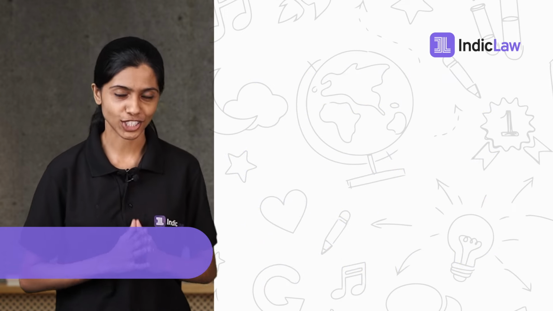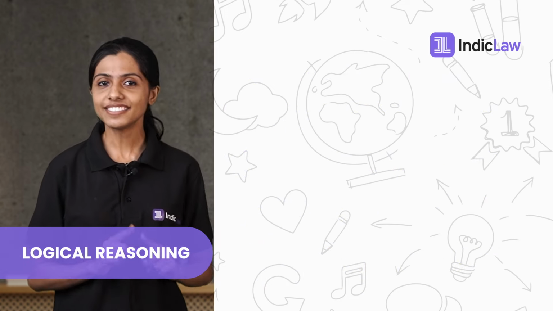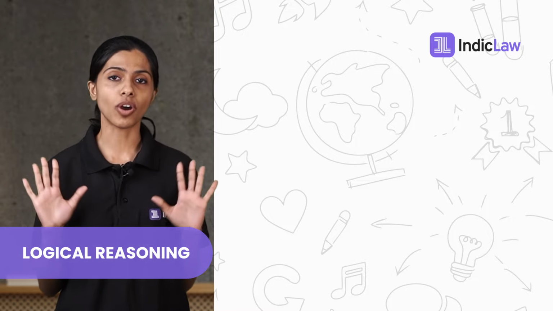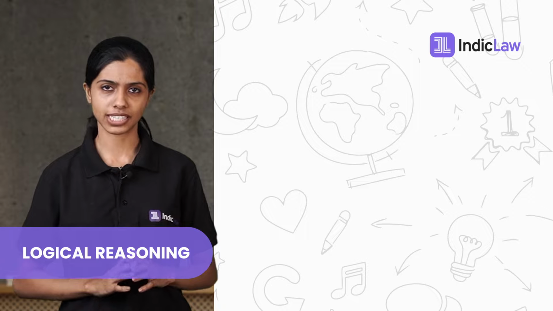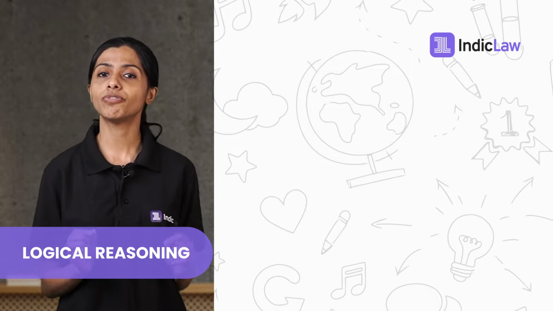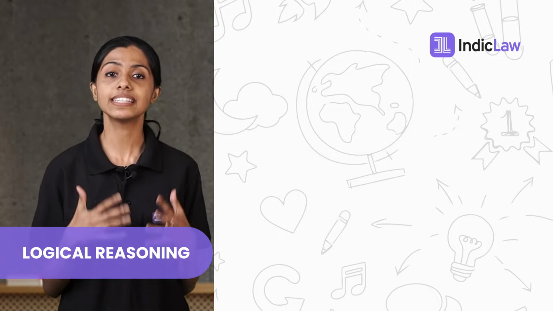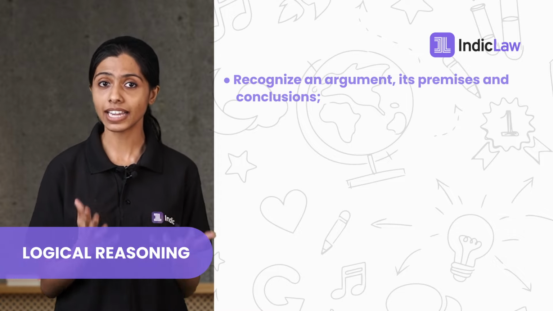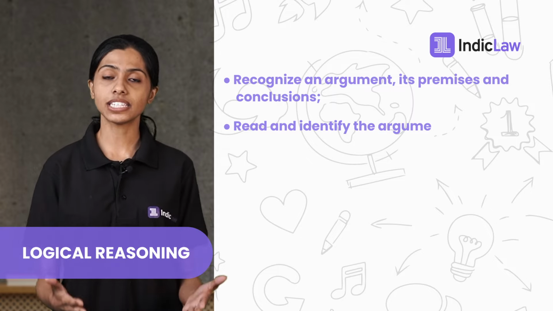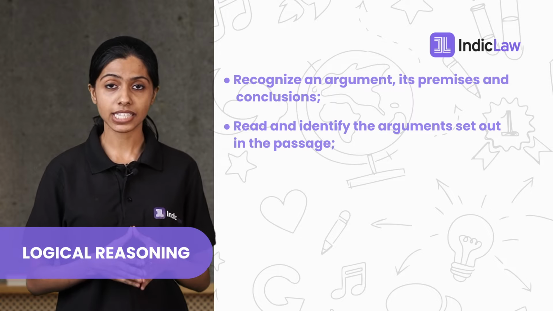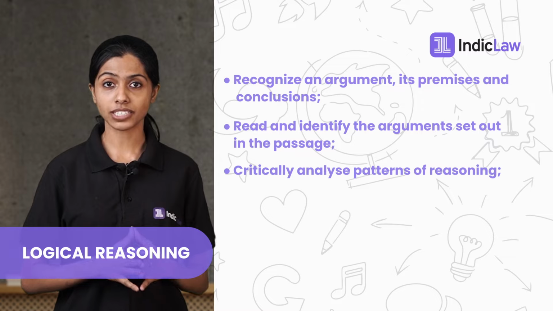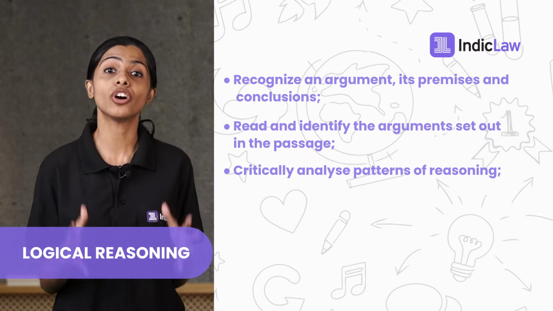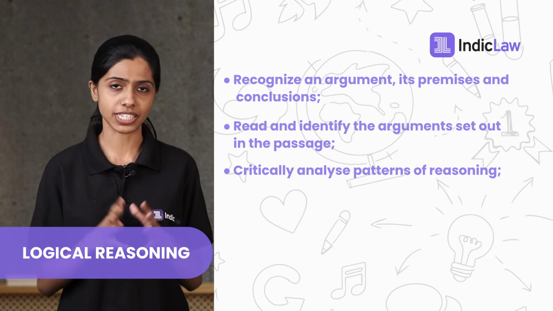Next up is logical reasoning. The logical reasoning section of the UG CLAT 2022 will include a series of short passages of about 300 words each. Each passage will be followed by one or more questions that will require you to recognize an argument, its premises and conclusions, read and identify the arguments set out in the passage, critically analyze patterns of reasoning, and assess how conclusions may depend on particular premises or evidence.